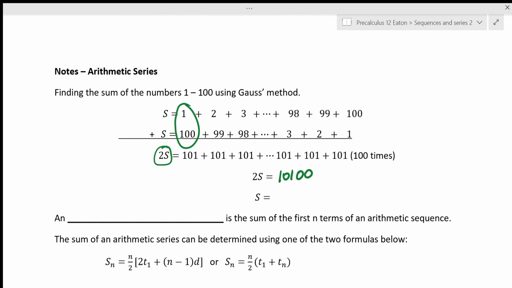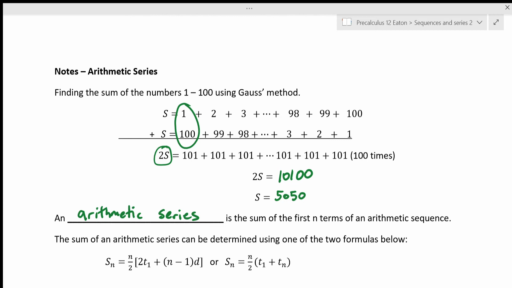And so the actual sum, this is double the sum of the numbers 1 to 100. So half of that, or 5050, will give us the sum of the numbers from 1 to 100. So we are going to define an arithmetic series as the sum of the first n terms of an arithmetic sequence. We're not starting anywhere in the sequence. We're starting always with the first term and adding them up to whatever point we would like.